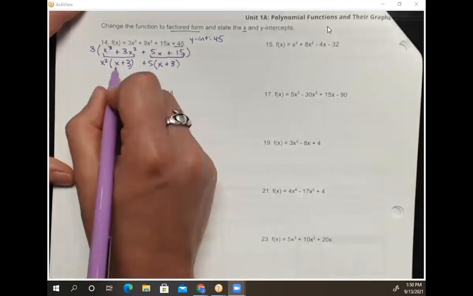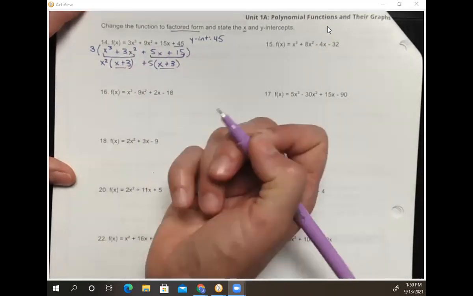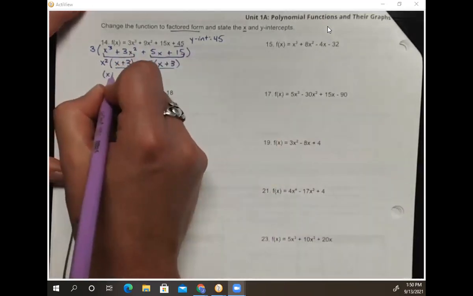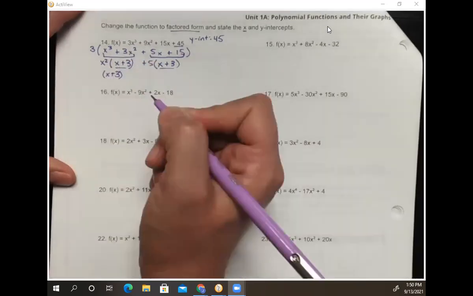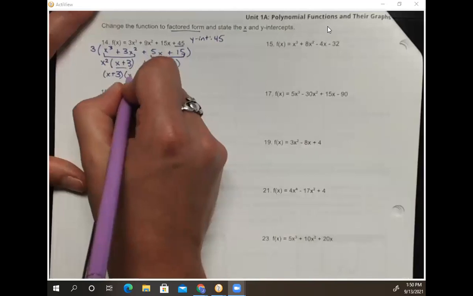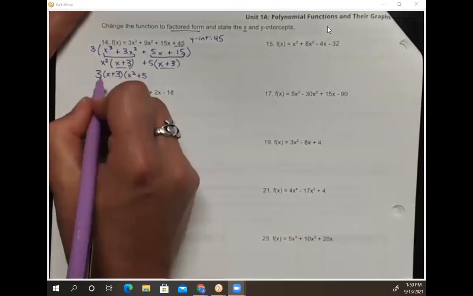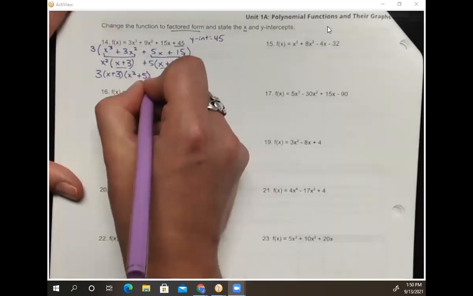Remember, we want our piece in parentheses to match because this is our new GCF, our new greatest common factor, since it's common to both terms. And then left over, we have x squared plus 5. So our factored form right now, don't forget to bring down your original GCF, looks like this.